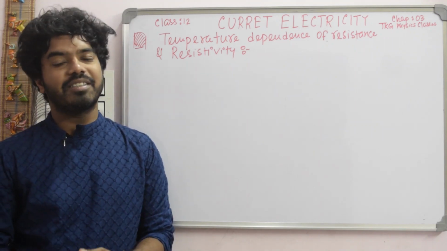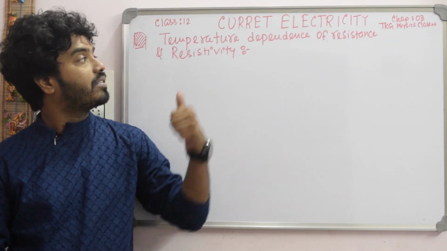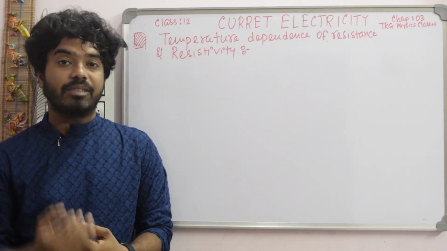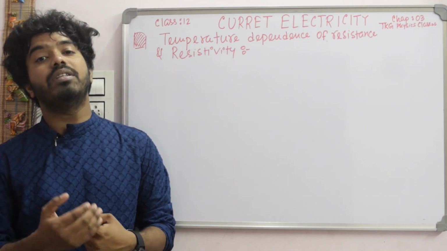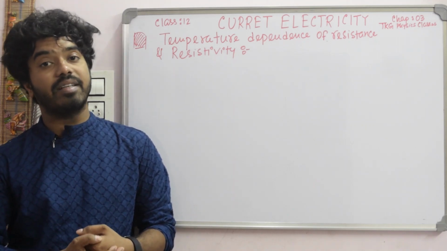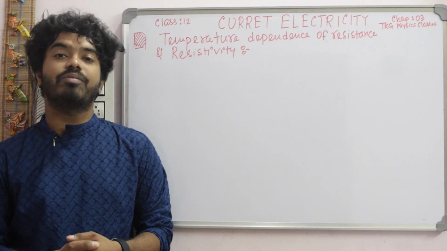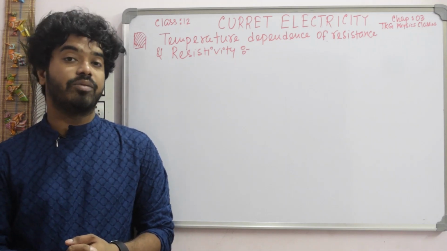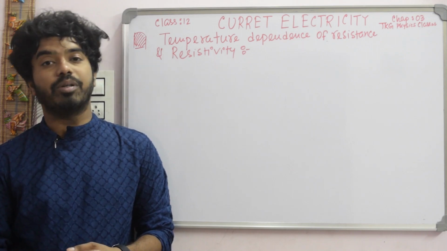I am coming back with another topic for your current electricity chapter. In this lecture we will discuss the temperature dependence of resistance and resistivity. That means we find out how resistance and resistivity vary with the variation of temperature, in the case of conductors as well as semiconductors.